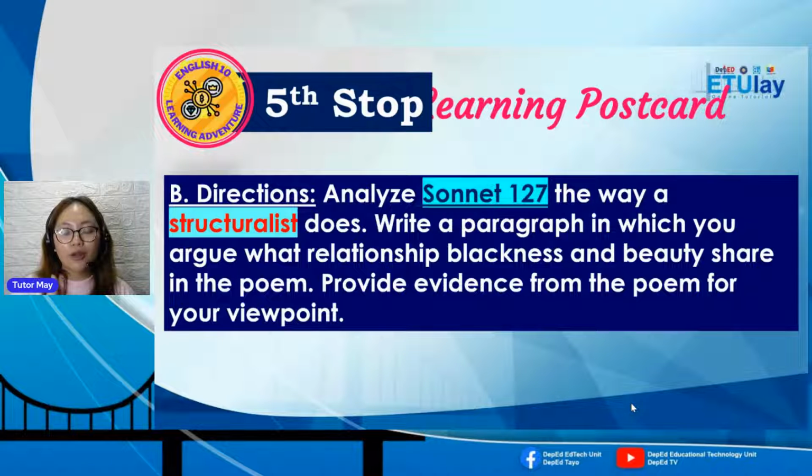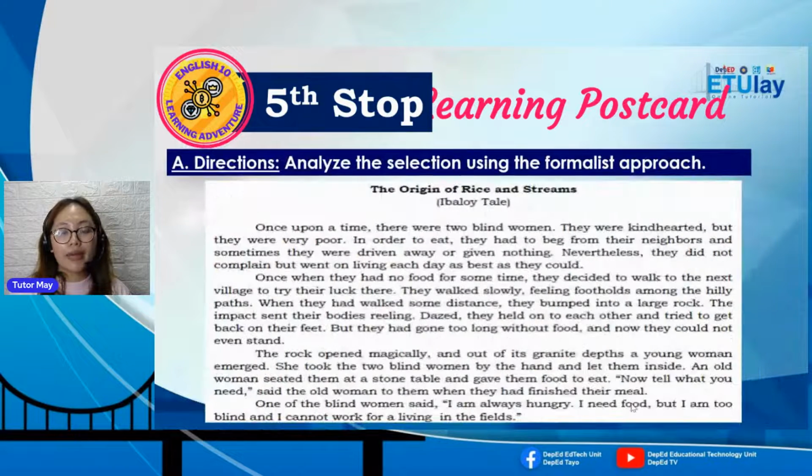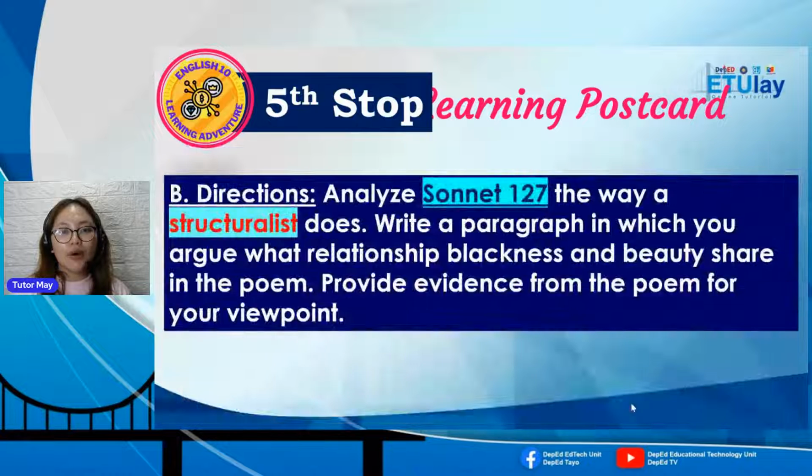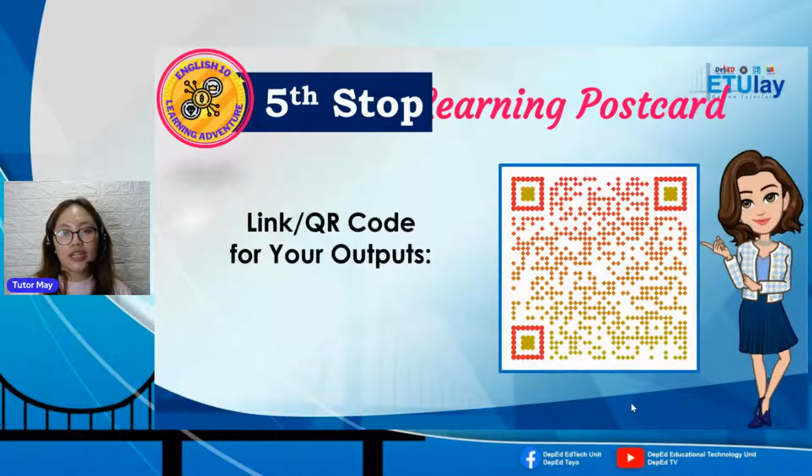Pero aside from that pala, meron pang isa. Analyze Sonnet 127 using structuralist approach. I'm not Tutor Joy po, I'm Tutor May. Magkadikit, magka-parehas po. So, fifth stop, one is to apply structuralist criticism using Sonnet 127. And I think this is Shakespeare's Sonnet 127. Again, may dalawa tayong gagawin ha. One is formalist approach, use this table, and the other is to use Sonnet 127 and analyze, criticize the work using a structuralist approach.